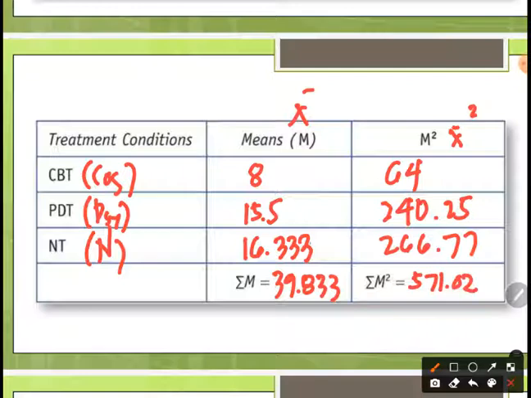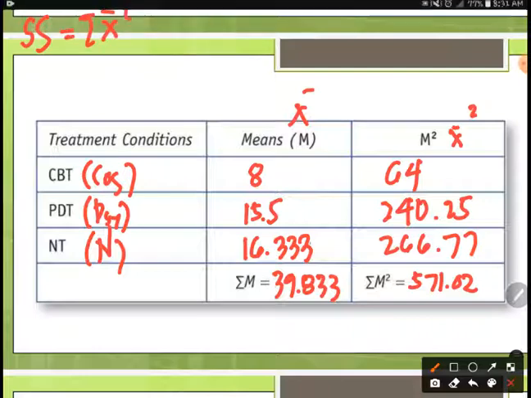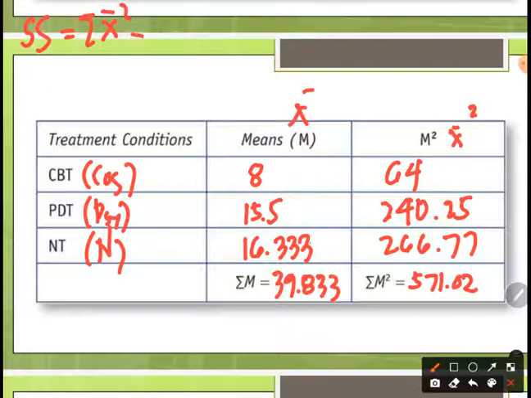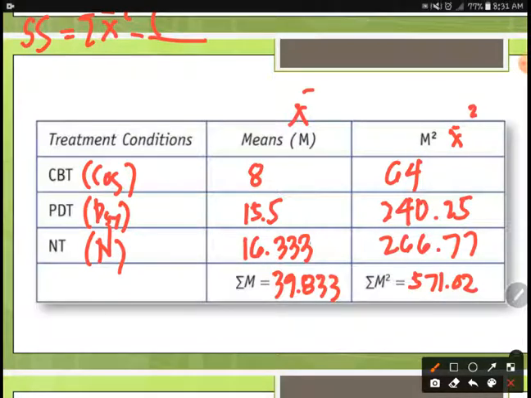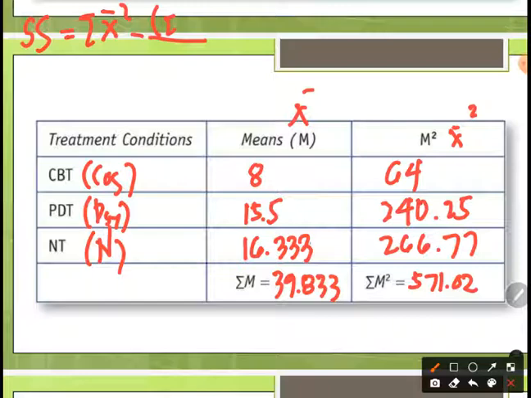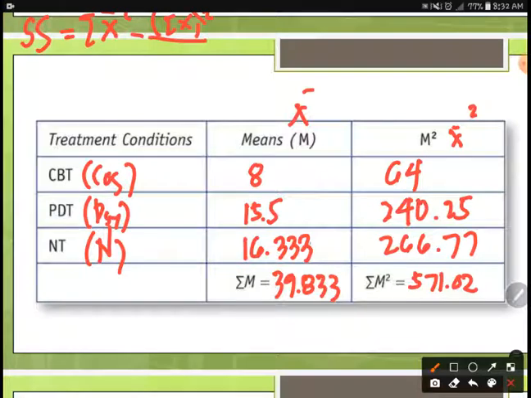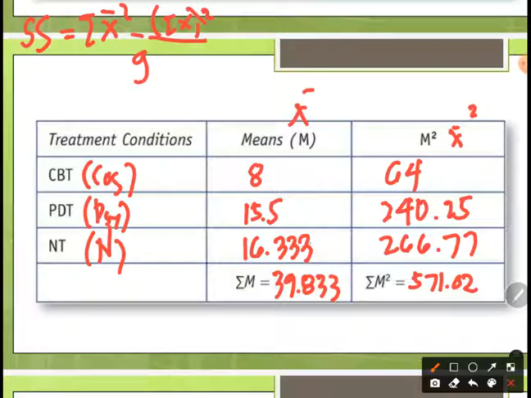So saan natin to gagamitin? Doon natin to gagamitin sa ating SS or sa ating sum of squares. Yung SS natin or sum of squares is equals to the summation of x bar squared minus fraction bar. Sa taas, we have summation of x raised to 2 over G. Sorry ha. Okay.